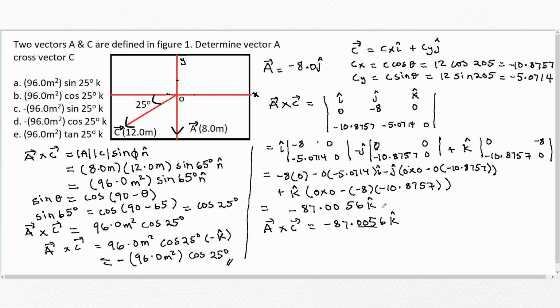Notice that we used this method to get the direction, and we found that the direction is negative k hat. The magnitude here is the same as the magnitude we had over here, which is the same as 96 cosine of 25. If you multiply 96 cosine of 25, we get 87.0056. So this is how we solve this problem.